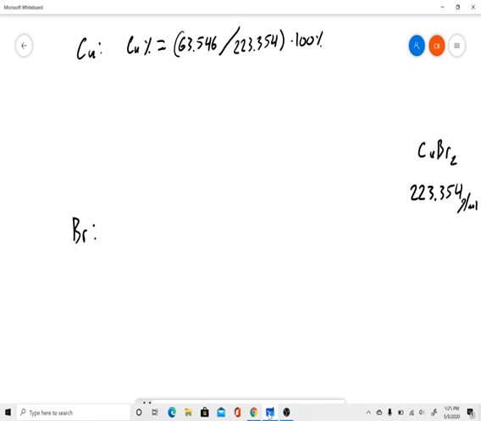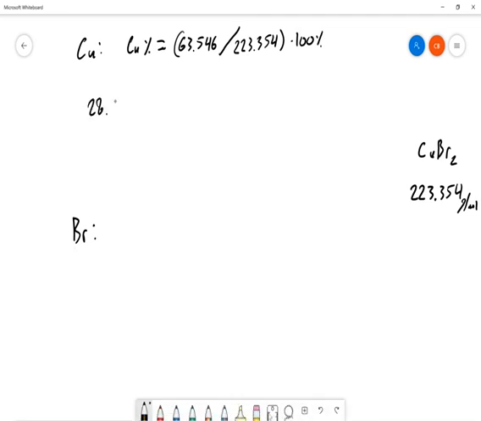Okay, 63.546 divided by 223.354. And just so you all know, I am doing this with a handheld calculator, so that's why you do not see the calculation going on, but it is happening. 28.45% is what I get out of that.